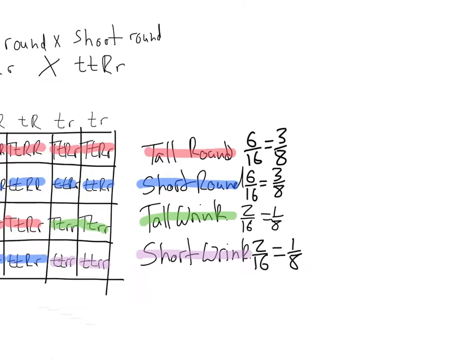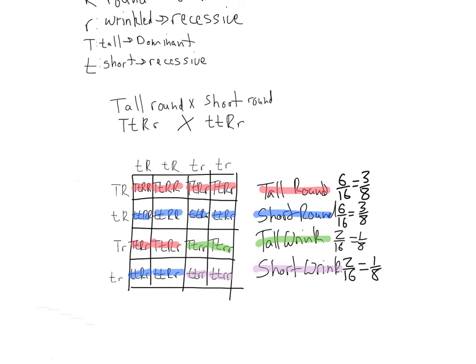Now the other way we can do this is we start with this same big T, big R times little t, big R. So we'll start with that over here.